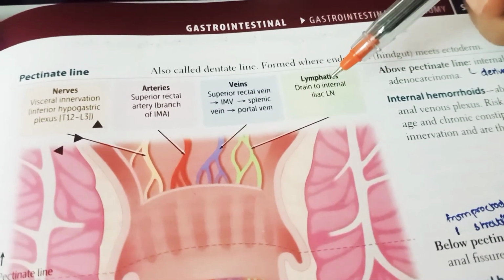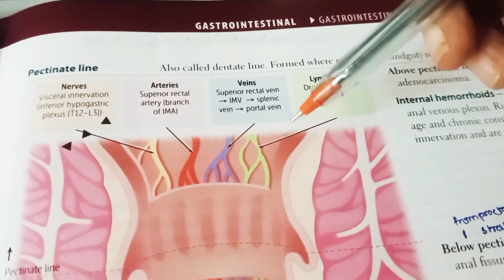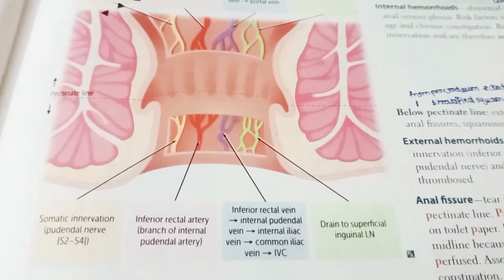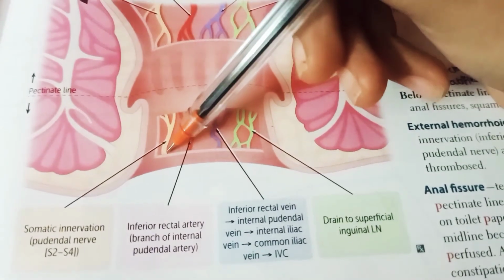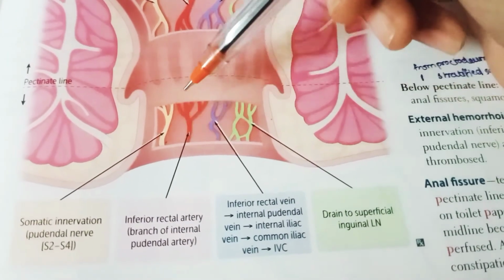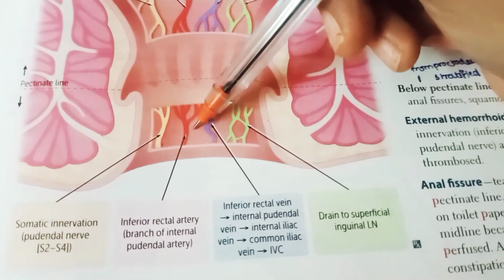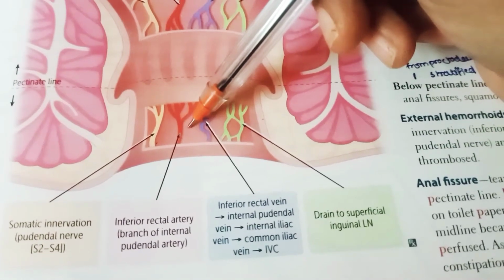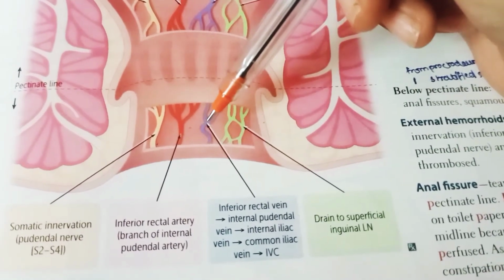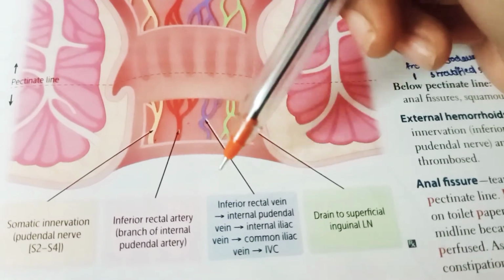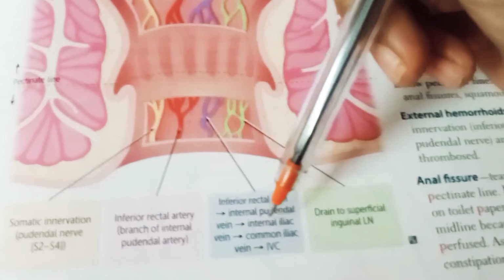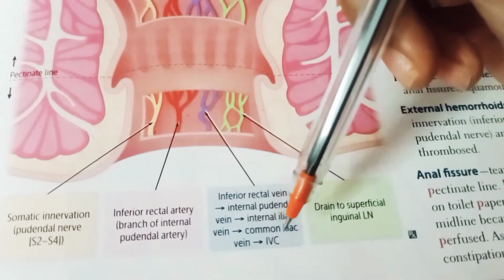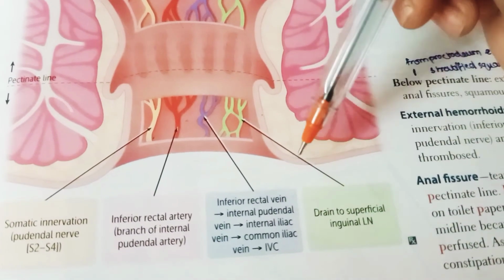Next, the lymphatics. Lymphatics drain to internal iliac lymph node. Now coming to below pectinate line. Below pectinate line, there is somatic innervation of pudendal nerve S2 to S4, and the inferior rectal artery, which is a branch of internal pudendal artery, and there is an inferior rectal vein which will drain into internal pudendal vein, and that will drain into internal iliac vein, and from there to common iliac vein, finally to inferior vena cava.